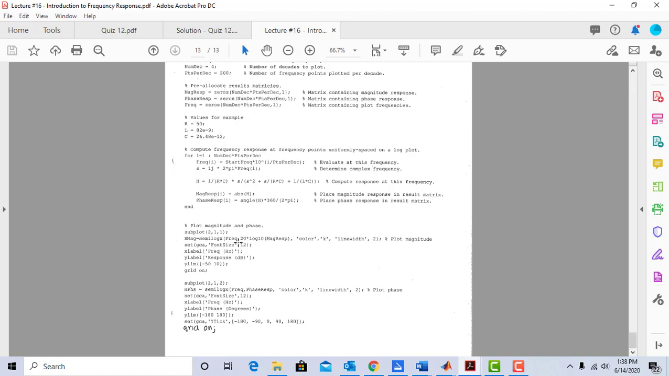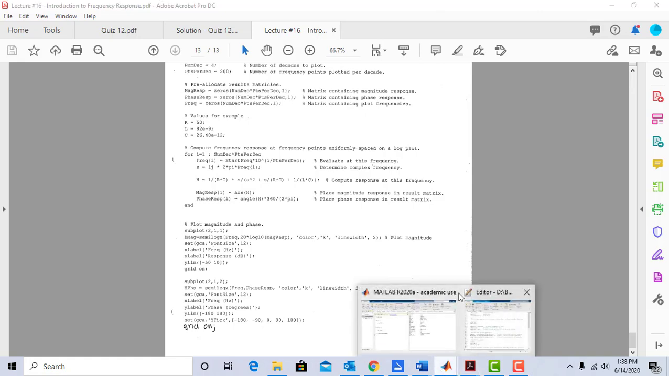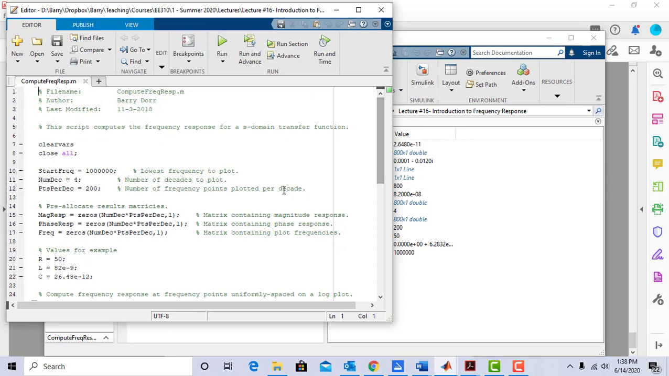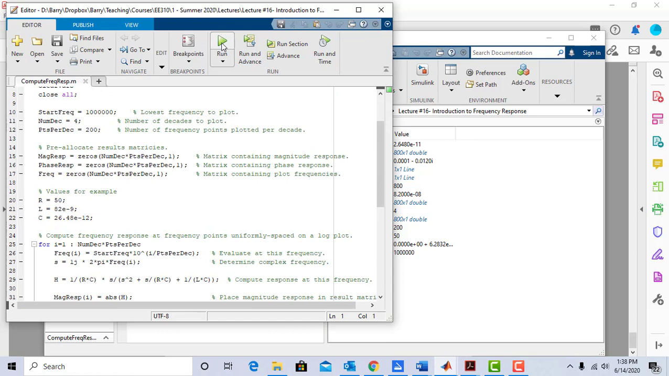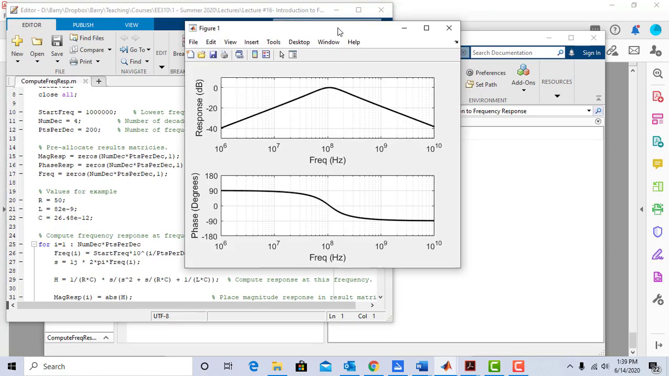Now I'm going to plot the magnitude and phase. And one of the best things about Matlab is that it has incredible plotting features. They're not super easy to use, but once you get it, you get it. And it's pretty cool. Let's actually go over to Matlab. Here's my script. And let's run it. Run. And look at those beautiful plots.